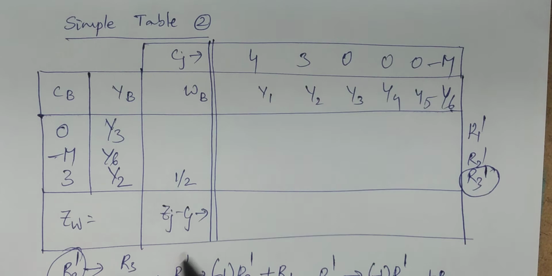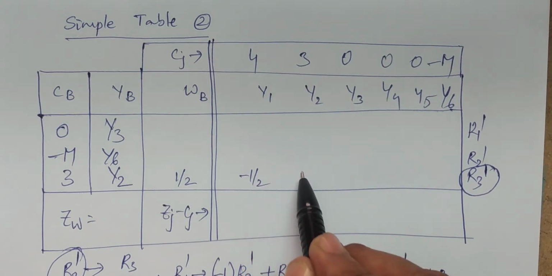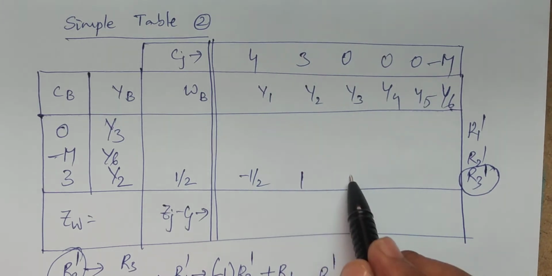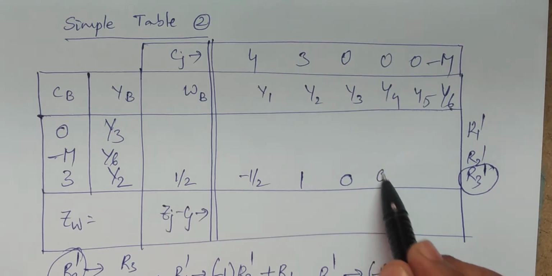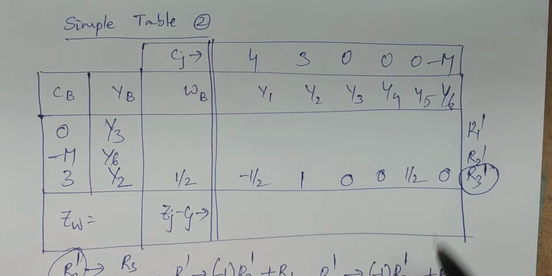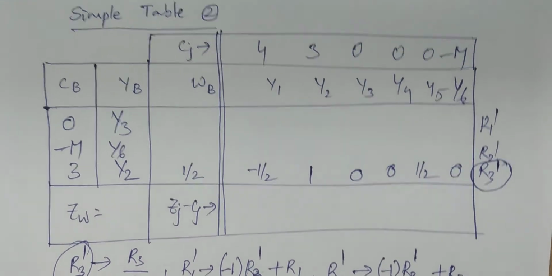R3 dash is R3 by 2: it is 1 by 2, minus 1 by 2, minus 1 by 2, and then 2 by 2, it is 1, and then it is 0, and again 0, next 1 by 2, and it is 0. So these are the elements here. Then the next, what are the elements for R1 dash?